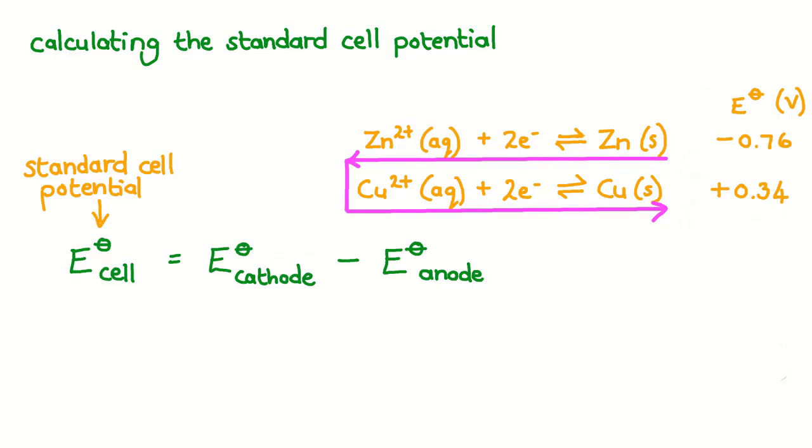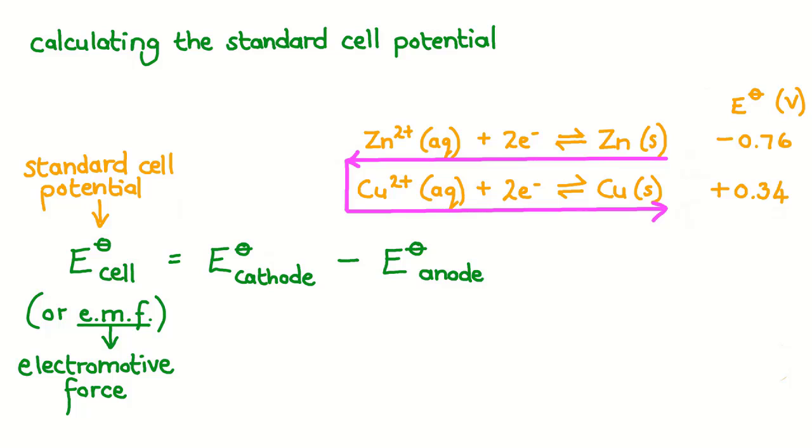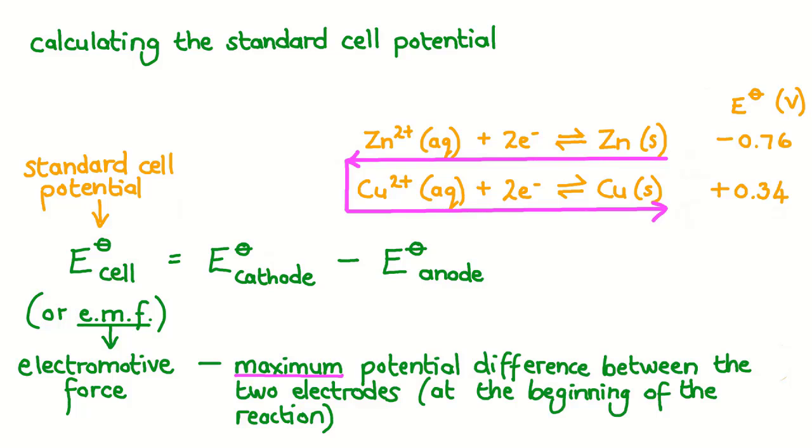We can calculate the standard cell potential, or the potential difference between the two standard electrodes, using this equation. Standard cell potential is equal to the standard reduction potential of the cathode minus the standard reduction potential of the anode. E cell, or EMF, is the electromotive force. Electromotive force is the maximum potential difference between the two electrodes, and this occurs at the beginning of the reaction. Over time, as the redox reaction proceeds, this value decreases. Now let's calculate this value for our zinc-copper cell.